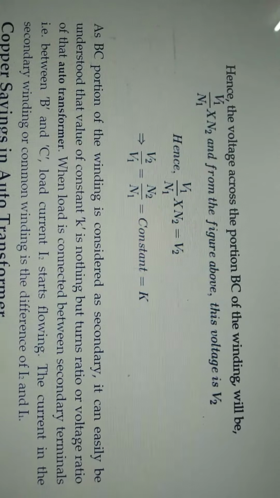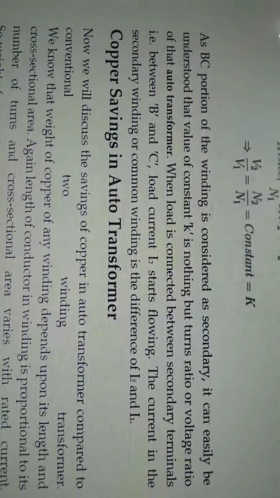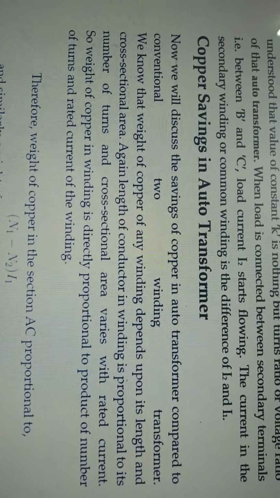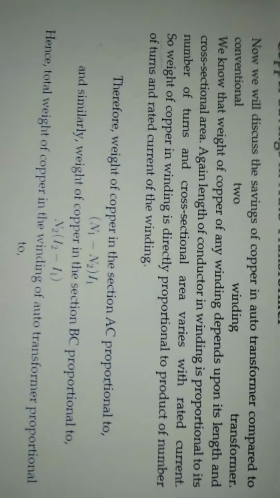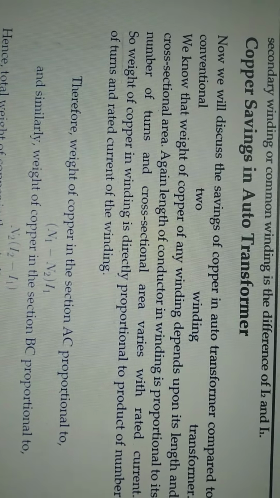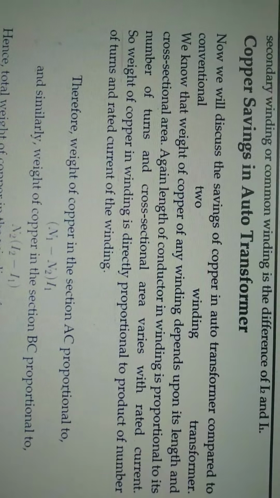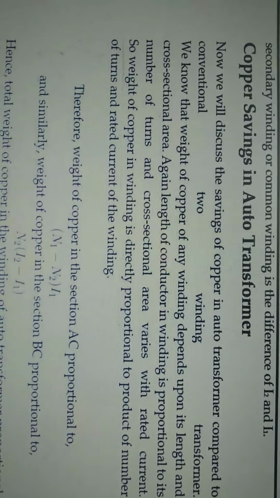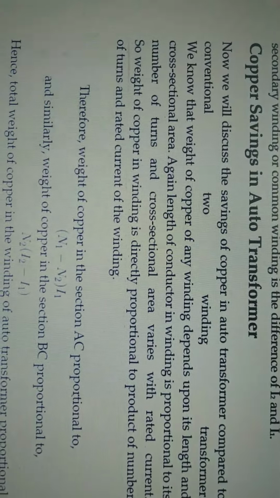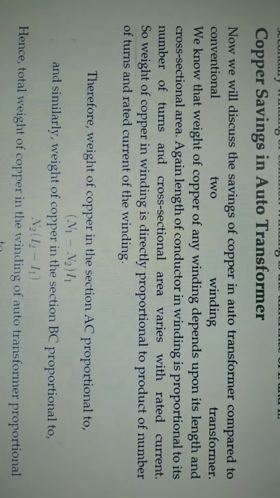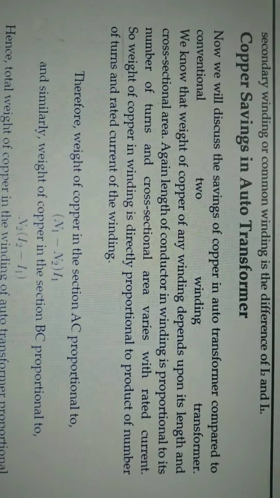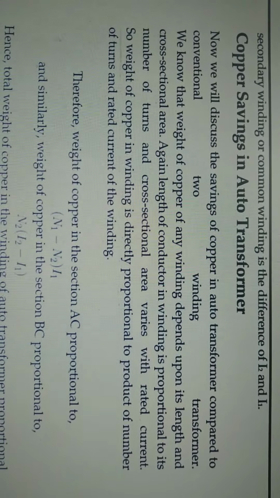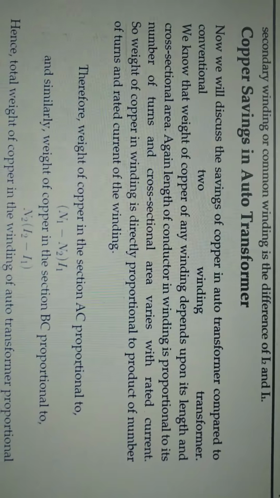The main advantage of this auto transformer is copper saving, because we are not using two different windings. We are using only one winding for two purposes: the same winding for primary winding and the same winding for secondary winding. See, how are we going to save the copper in the auto transformer? One derivation part is there.